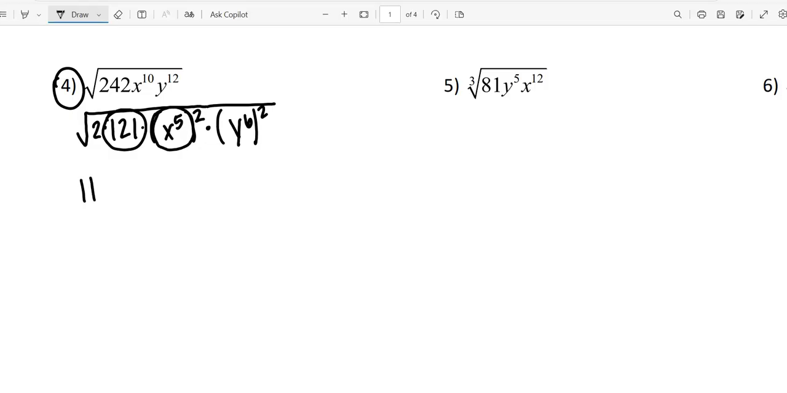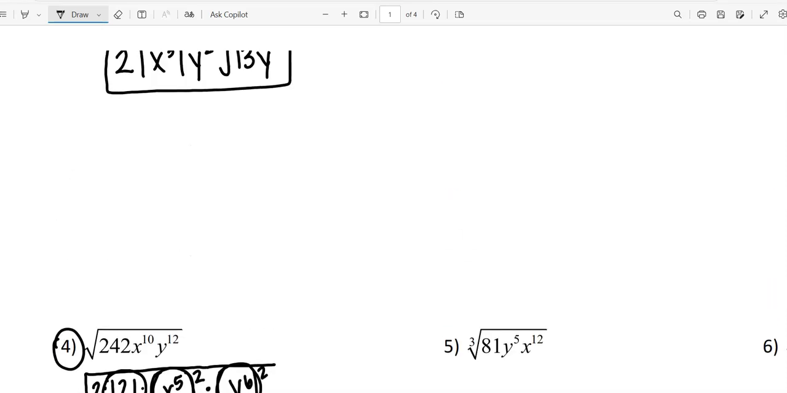The square root of x to the 5th squared is going to be x to the 5th, but you need absolute value bars around that because it's an odd power. And then the square root of y to the 6th squared would be y to the 6th. That's an even power, so you don't need absolute value bars. And that leaves you with the square root of 2. Who got that right on their own? Good.